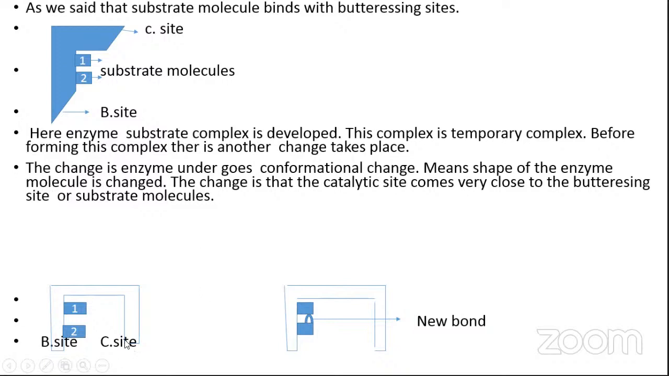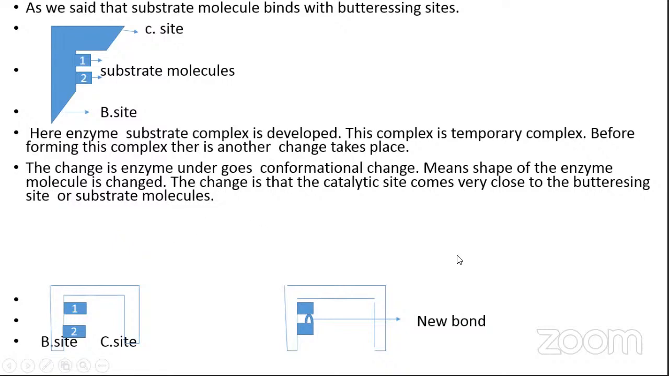So only after undergoing this conformational change, the complex will be developed. And this complex is temporary. Furthermore, this complex undergoes changes and gives the end product. So here the enzyme, by undergoing conformational changes, that means a change of the enzyme molecule takes place, and the catalytic site comes closer to the buttressing site or substrate molecule.